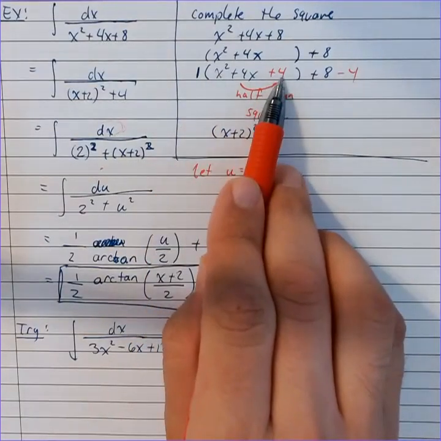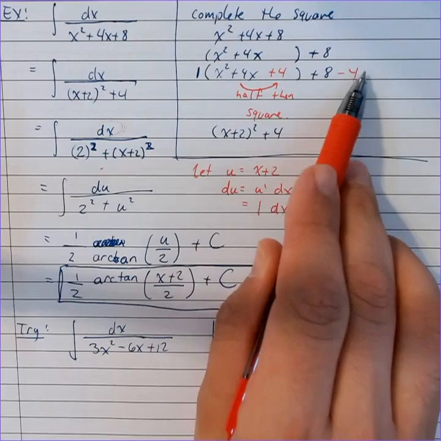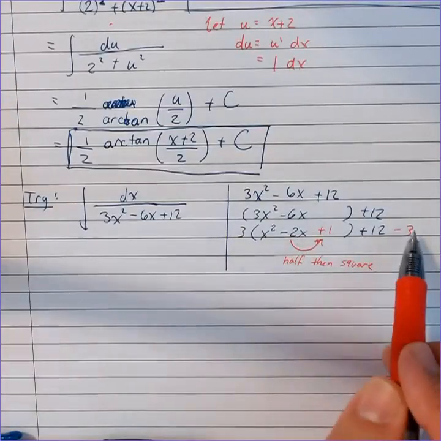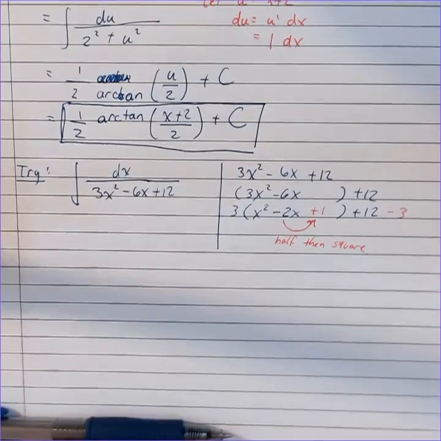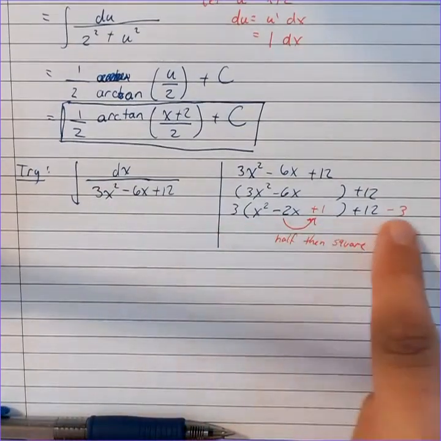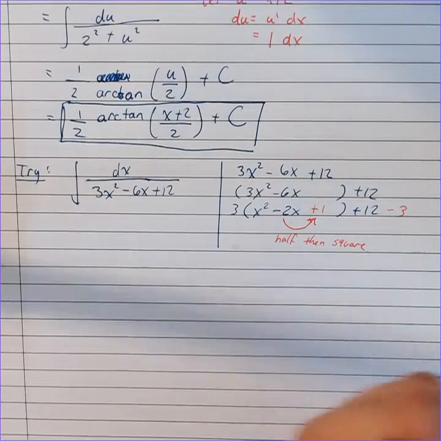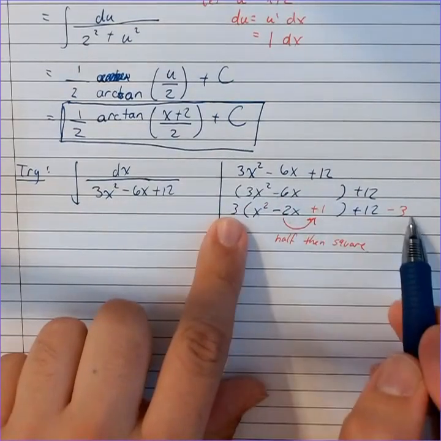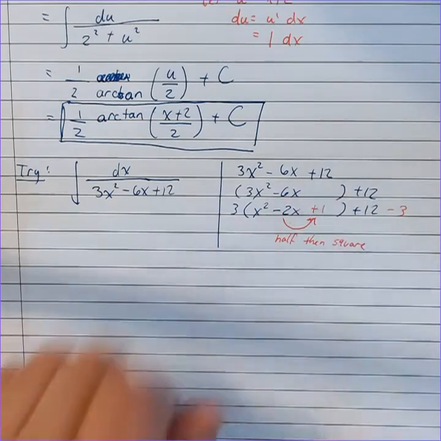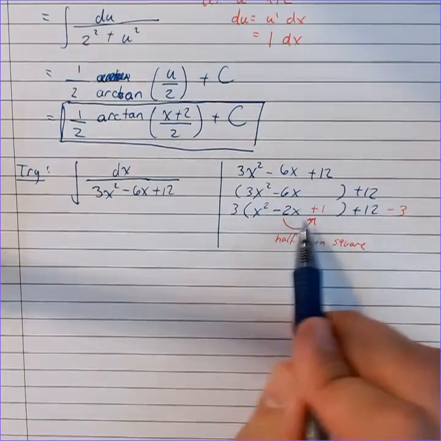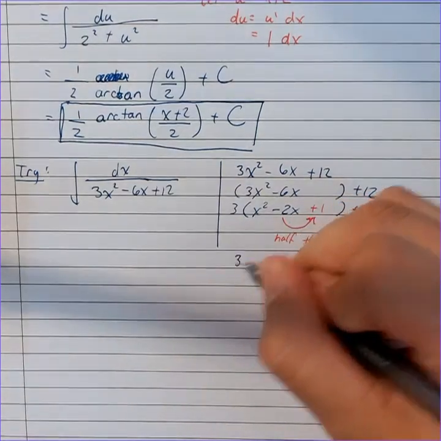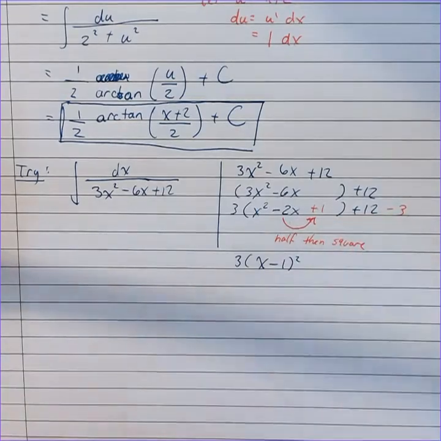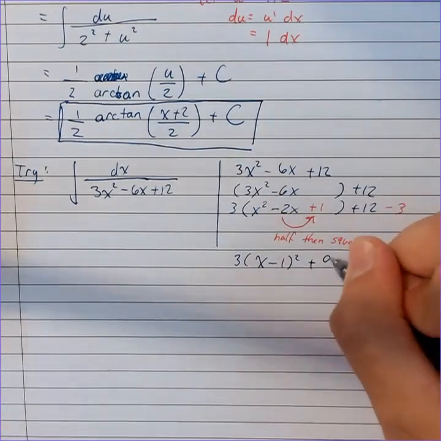1 times 4 is 4, so you subtract 4 to balance that out. 3 times 1 is 3, so you subtract 3 to balance that out. If you multiply all this out and combine like terms, you will still get 3x squared minus 6x. These two cancel out, plus 12. That now factors down, so this is 3 times x minus 1 squared. And then subtracting these is going to give me plus 9. Just like that.